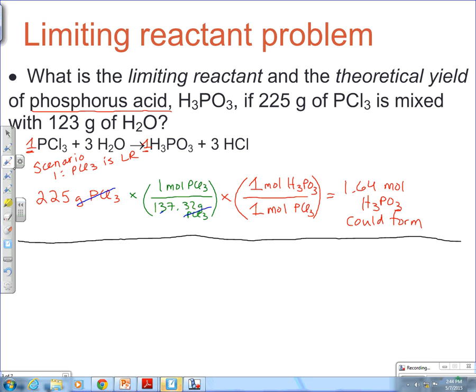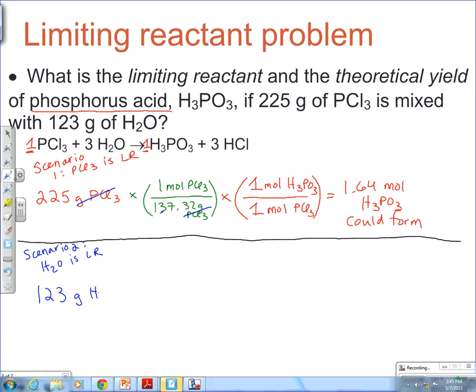Now what we will do is switch gears and imagine a different scenario. Scenario 2 would be that water is the limiting reactant. And again, these are just hypothetical scenarios. Right now, we're not sure which one is correct. What we'll do is compare how much product each scenario can make at the end. But let's get started using the water as the limiting reactant.